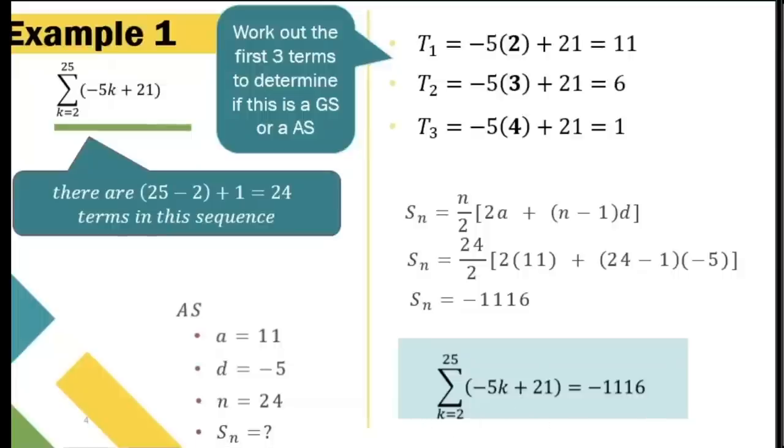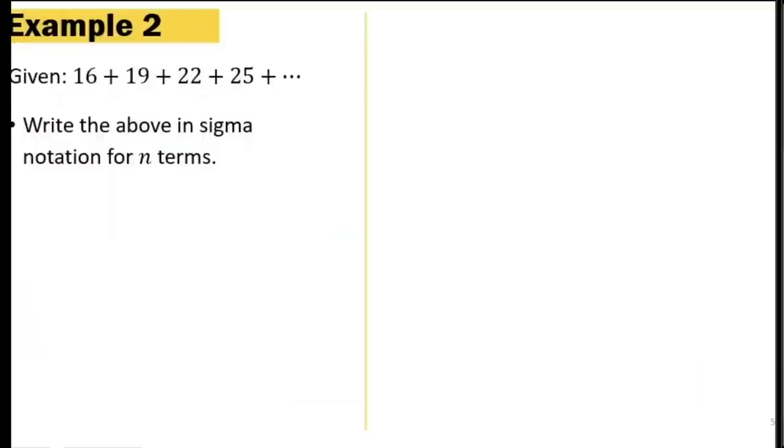If I give you the sequence 16 plus 19 plus 22 plus 25, and I ask you to write the above in sigma notation for n terms, so now I must write it in sigma notation. First of all, orientate yourself. What type of series is this? Arithmetic or geometric? I've already given you the terms. This is an arithmetic series. A is 16, d is 3. They've said for n terms, so n is n.